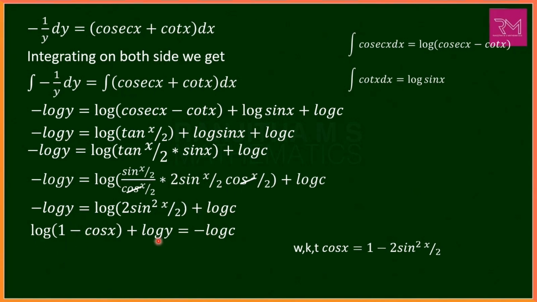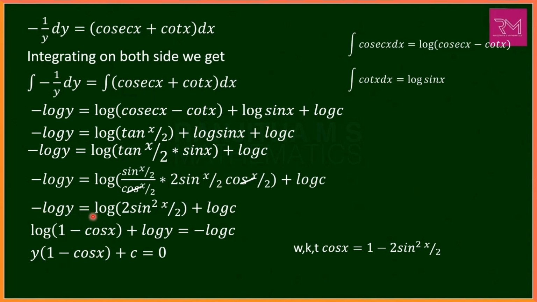So this is of the form log m plus log n, hence we can write it as log of 1 minus cos x into y, which is equal to minus log c, or cancelling the log term, we get y into 1 minus cos x, and take this minus c to the left hand side, we get positive c, which is equal to 0.